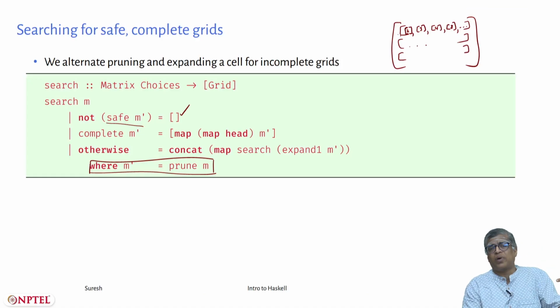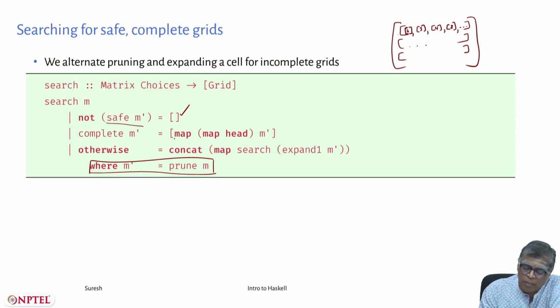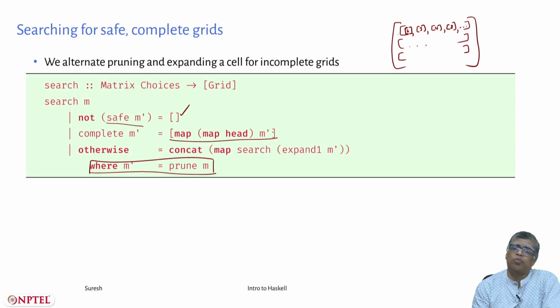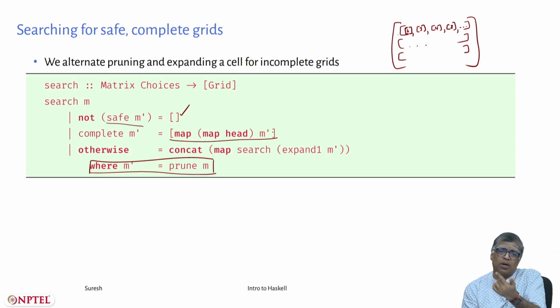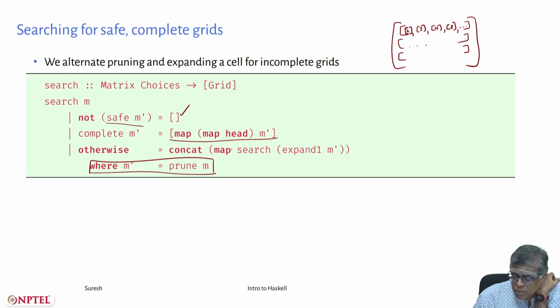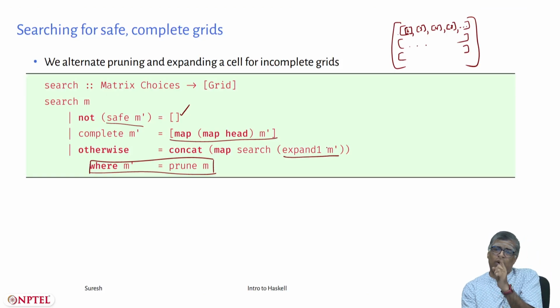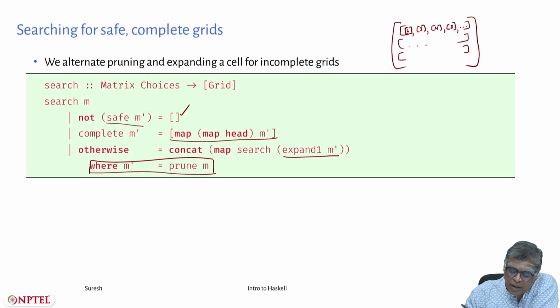So I need to map head on M prime. That will give me an actual list of grids that I finally want. Otherwise, what will I do? Otherwise I will expand the pruned version. Expand one means expand one cell, expand the smallest cell.